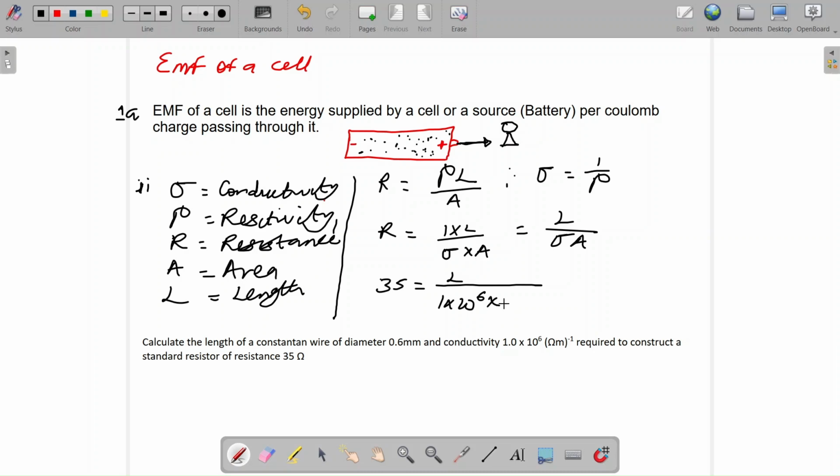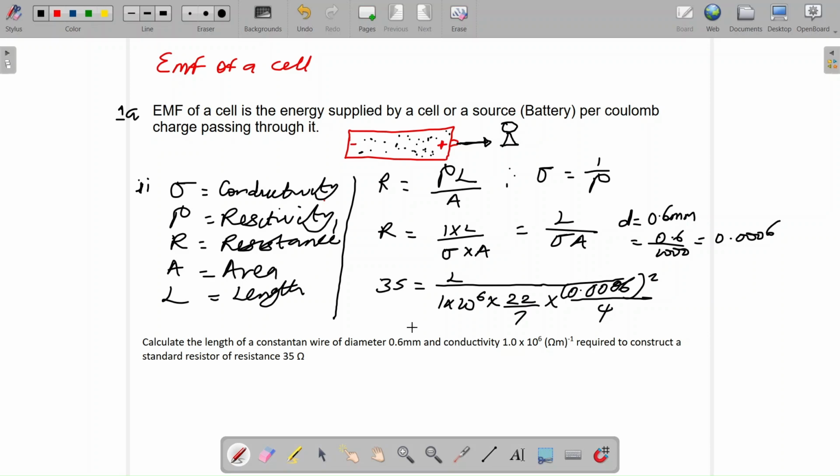And your A is pi r squared, which is pi d squared over 4. Your d is 0.6 mm, converted to meter: 0.6 divided by 1000, which is 0.0006. So this will be 0.0006, everything divided by 4, everything here squared.